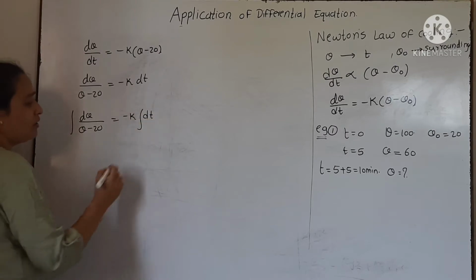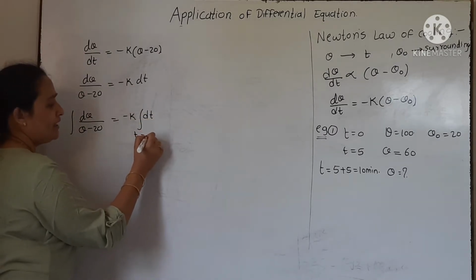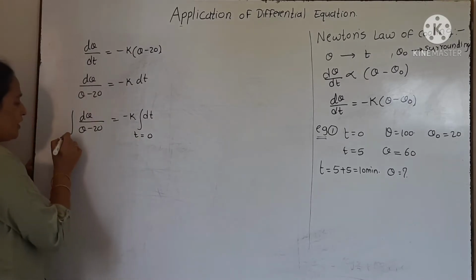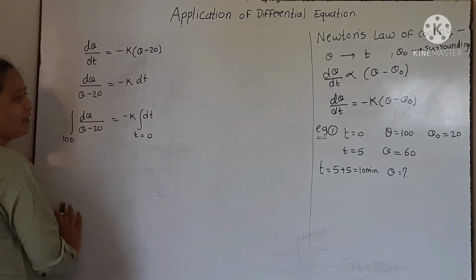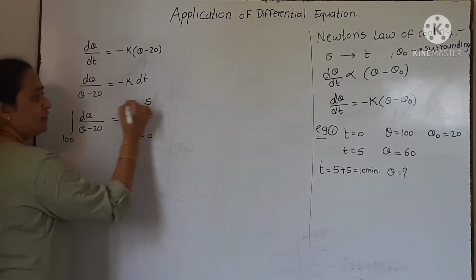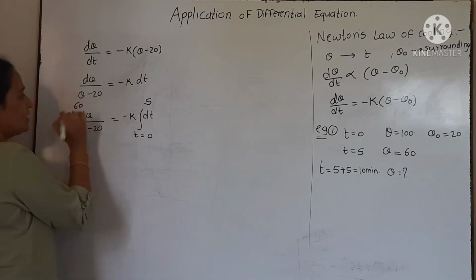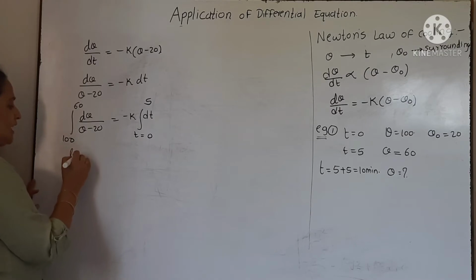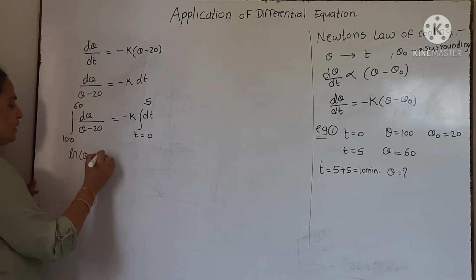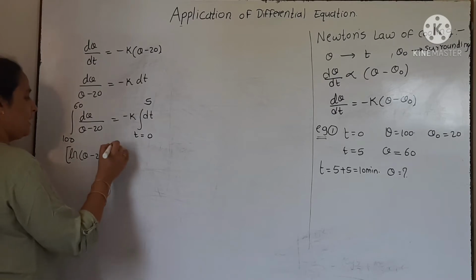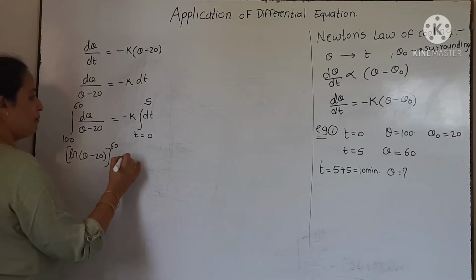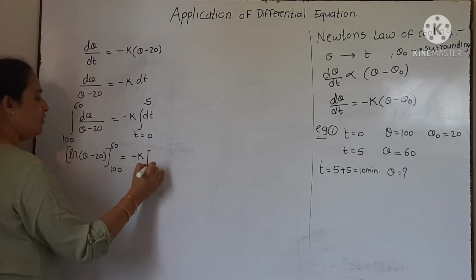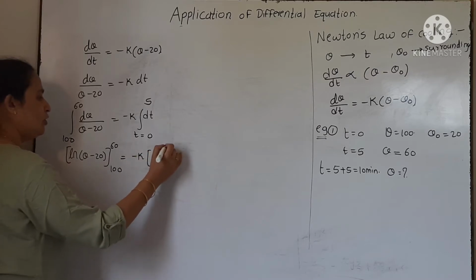See how we'll write down the limits. We'll start from the right hand side. When t is equal to 0, what is the temperature? 100 degrees Celsius. When t is equal to 5, the temperature is 60 degrees Celsius. Now if we take the integral of this, it is ln of theta minus 20, or some people may say log of, but while calculating we'll find ln. Remember this, minus k integral of dt is t, limits from 0 to 5.